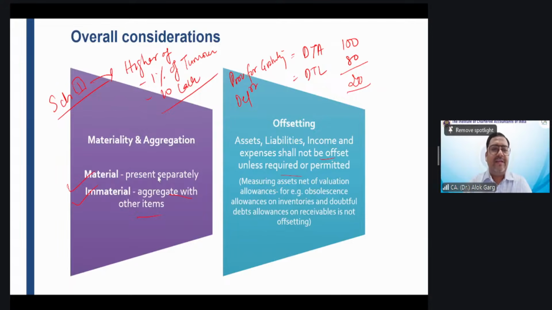You are absolutely right, Sai Kiran. Offsetting is based on the concept. It is not on the value of the transaction. You are absolutely right. Amazing.